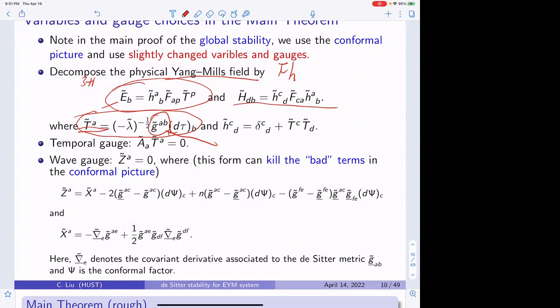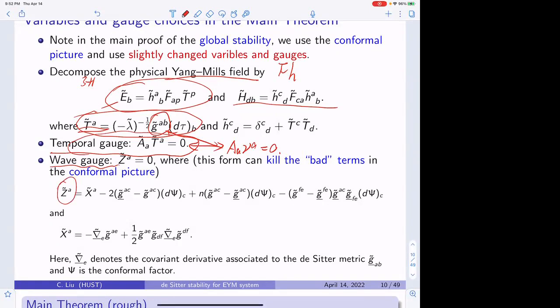And the temporal gauge in the main theorem, we gave it by this A tilde TA equal to 0. It's the component of the A on this direction is equal to 0. But in our main proof, we use A on the other time direction equal to 0. So there will be a gauge transformation involved. And the wave gauge we will use is this E tilde A equal to 0.